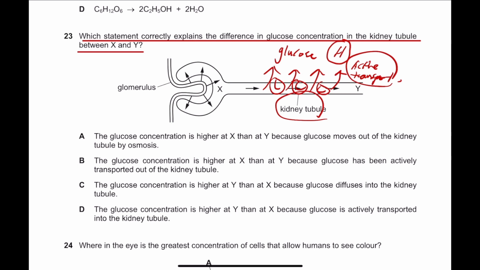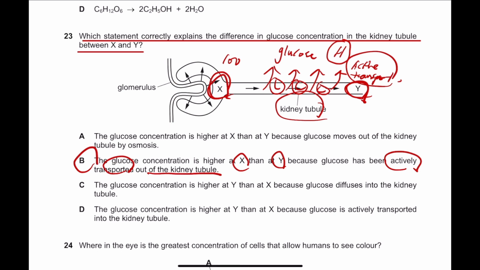So the glucose concentration should be higher in X than Y, because if there are, let's say, 100 glucose molecules, then almost all of them get reabsorbed, and Y has almost none, no glucose molecules. So the glucose concentration is higher at X than at Y because glucose has been actively transported out of the kidney tubule. So B is the right answer for this. Okay?